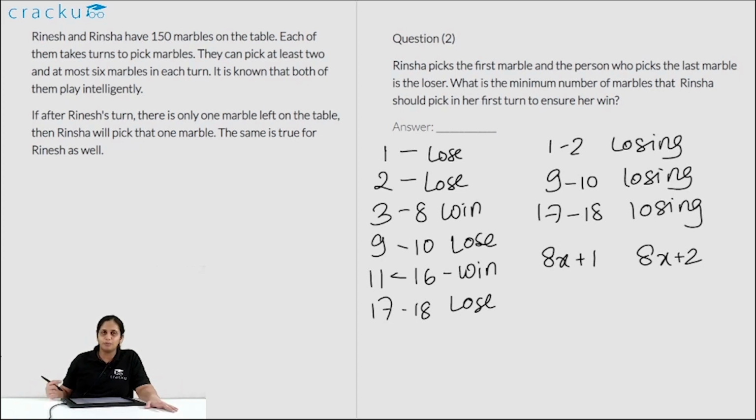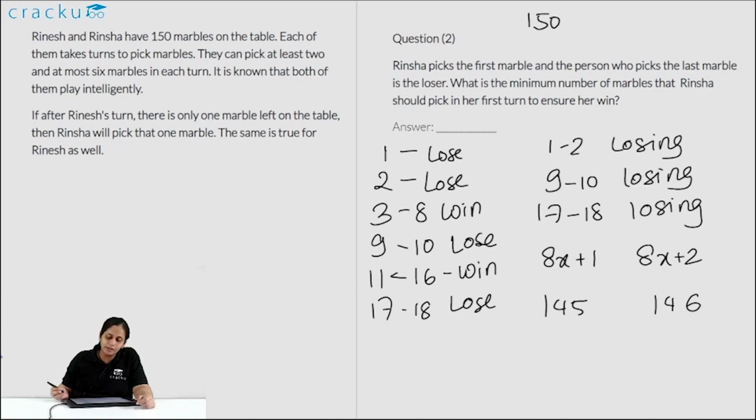Now Rinsha has to put her opponent in a losing position. So she has to leave that many marbles on the table such that it is either 8x plus 1 or 8x plus 2. So she starts with 150 marbles, okay. So what is the nearest multiple of 8? That is 144. So she should leave either 145 or 146 marbles on the table.